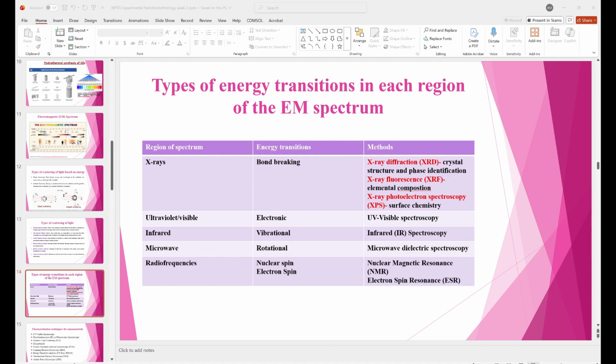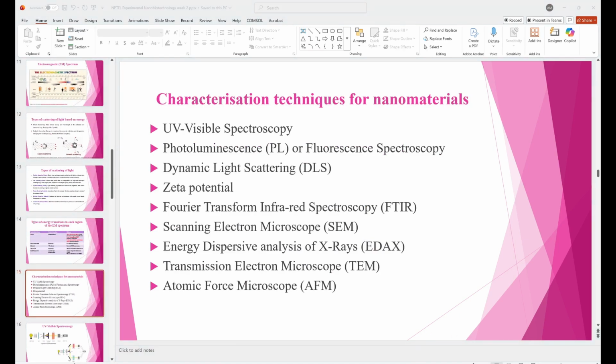and infrared spectroscopy. So the characterization techniques for nanomaterials, which have been shown here, are UV visible spectroscopy, PL, photoluminescence or fluorescence spectroscopy. You have studied dynamic light scattering, zeta potential, Fourier transform infrared spectroscopy, scanning electron microscope, energy dispersive analysis of X-rays, also called EDAX or EDX, transmission electron microscope, TEM, atomic force microscope, AFM, and there is another point I forgot to mention, that is XRD, X-ray diffraction.